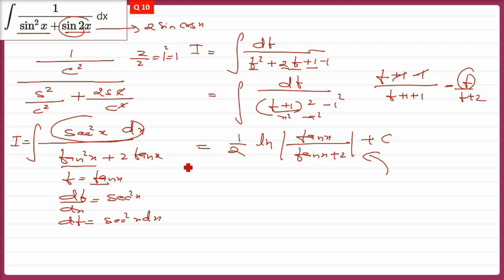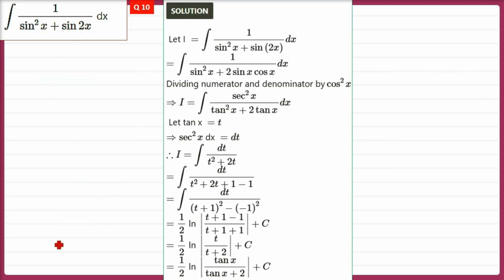Divide by cos square x. That is very important in all these questions. This is how you're going to do it. You have to use this English-like language and all the symbols. Don't forget about that. Modulus is very important when you take this ln or log base e.